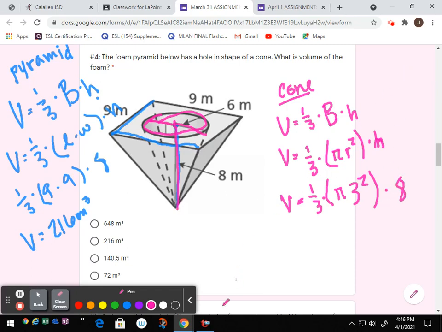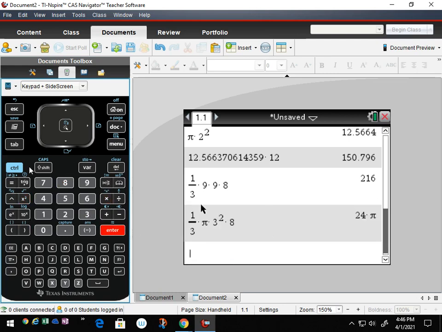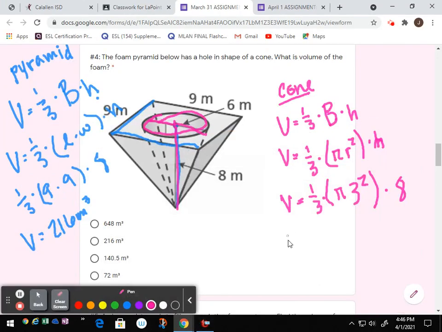All right, so let's go plug this into the calculator. We have 1/3 times pi times radius 3 squared times our height, which is 8. And we get 75.4. So we get 75 and 4/10 meters cubed. All right, so as we can see, there's a hole inside the pyramid. So we're not going to add the 2. If we see a shape inside of another shape, we subtract the 2.